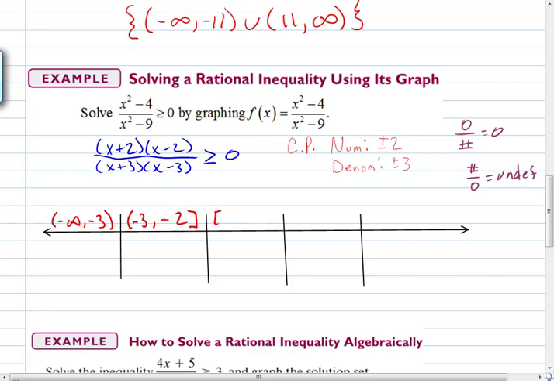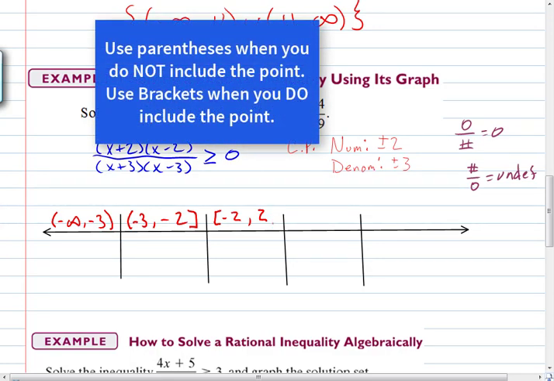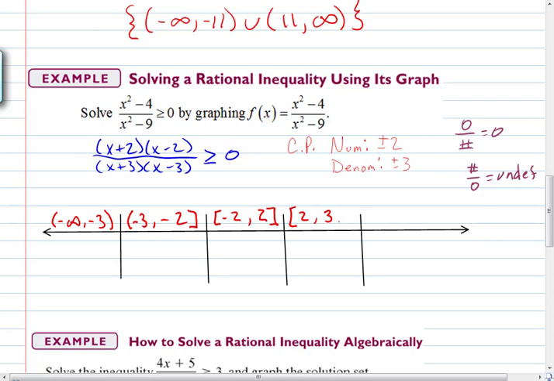Then we go from -2 to where? To 2. Do I put a parenthesis or a bracket on the 2? Then we go from 2 to where? 3, parenthesis or a bracket.